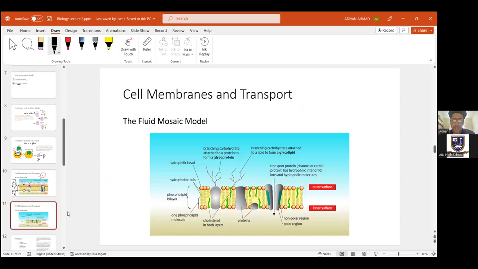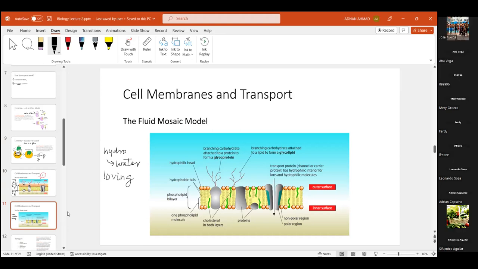Here you can see the phospholipid bilayer of the cell membrane. So we have a hydrophilic head. What do we mean by hydrophilic? Hydrophilic can be split up into two words, hydro and philic. What do we mean by hydro? Anyone? Matthew? Okay, so hydro means water. And philic, P-H-I-L-I-C, means loving. So this is a water-loving part of the cell membrane.